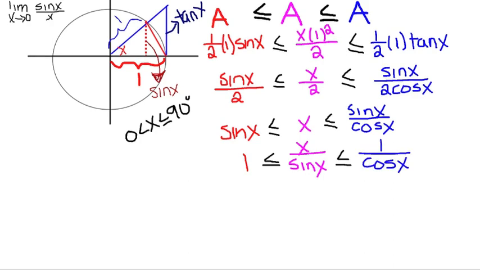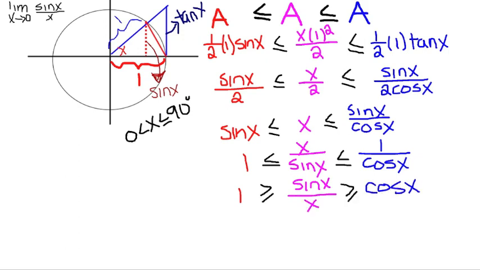Now note how the middle of this inequality is the reciprocal of what we're trying to look for. So let's take the reciprocal of everything. When taking the reciprocal, now we need to change the direction of our inequality. So we're now going to have 1 is greater than or equal to sine of x over x, which is greater than or equal to cos of x.